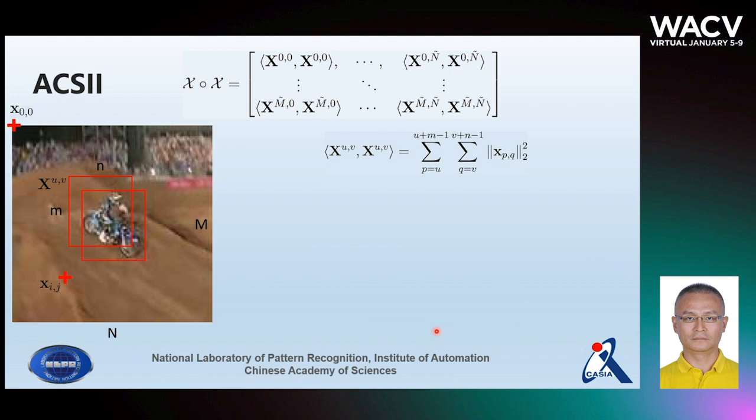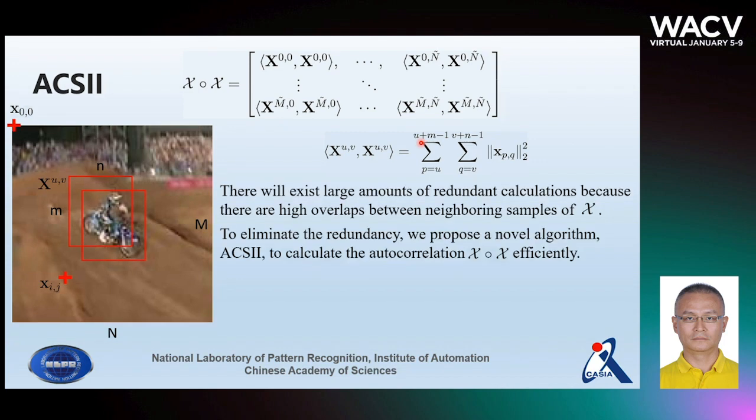Each dot product of the autocorrelation can be expressed uniformly like this. As shown in the left figure, there is high overlap between neighboring samples. Thus, there exist large amounts of redundant calculations. To remove this redundancy, we design a method to calculate the autocorrelation efficiently. The element of the squared integral image is calculated with this, then each dot product can be obtained in constant time.